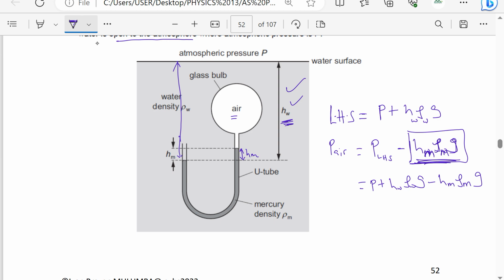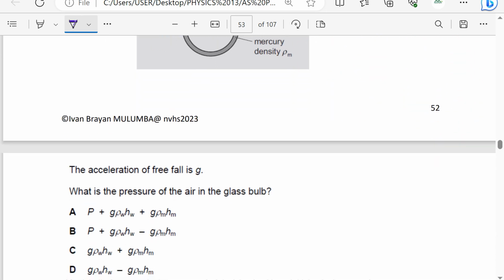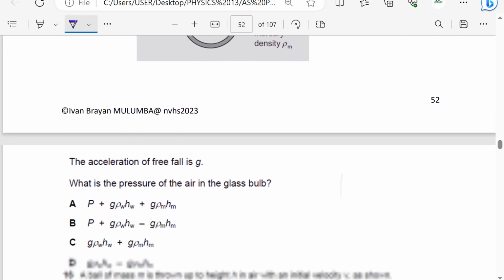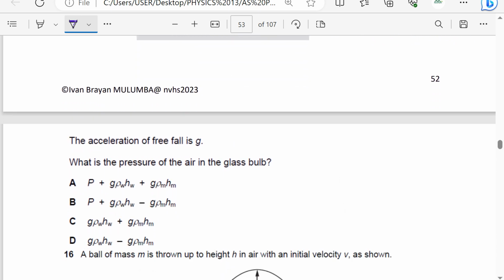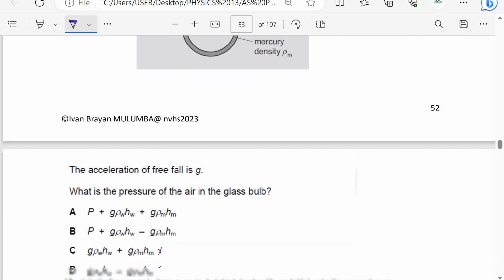So when I simplify this, I will check first of all the answers given. Okay, I think the answer is not going to be C, it will not be D, because atmospheric pressure must come into play. So it means the answer there is going to be B. This is P plus hW ρW g minus hM ρM g. So the answer is going to be B.